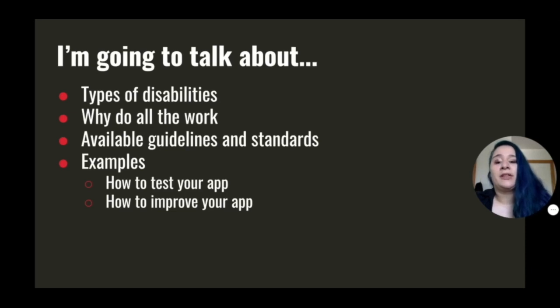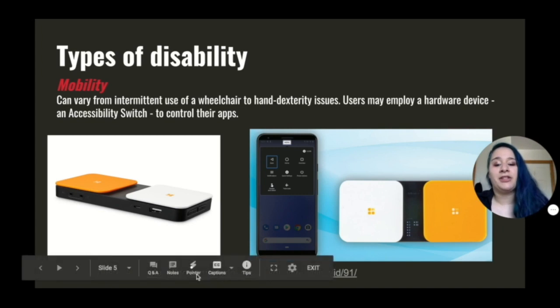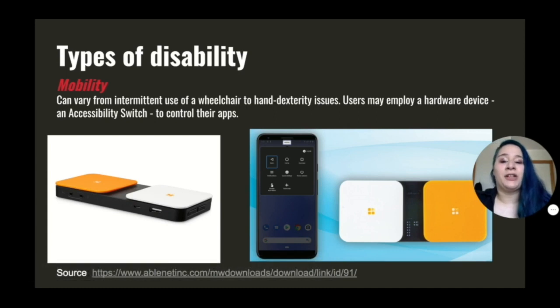I'm going to talk about types of disability and how someone with a disability may use your application, why we do all the work, available guidelines and standards, and examples of how to test your app and how to improve it. There are 4 types of disabilities. The first type is mobility. This can vary from intermittent use of a wheelchair to hand dexterity issues. Users may employ a hardware device such as an accessibility switch to control your apps. Pictured here is a 2-button switch. A switch can have 1 or more buttons to control the mobile device. This can be configured to perform specific actions.